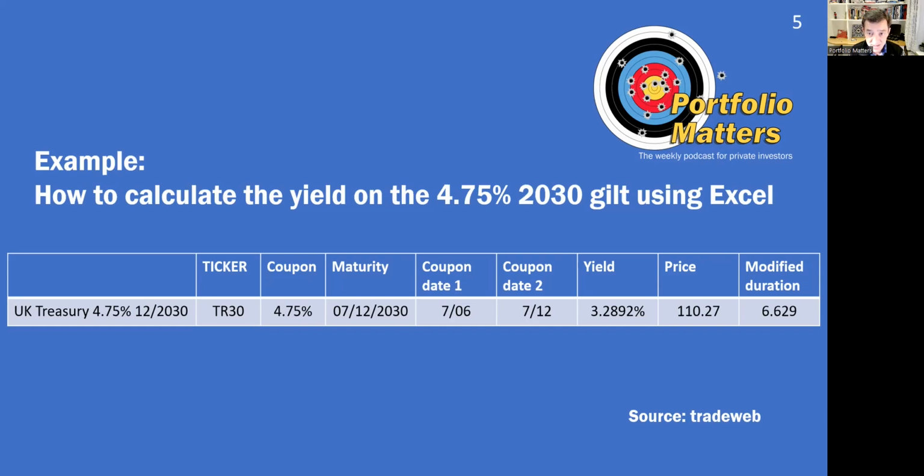So the first thing to say is that for UK gilts, the yield is easily available from TradeWeb, which is free. All you have to do is register. So you do not have to calculate the yield to maturity for UK gilts. TradeWeb will do it for you.